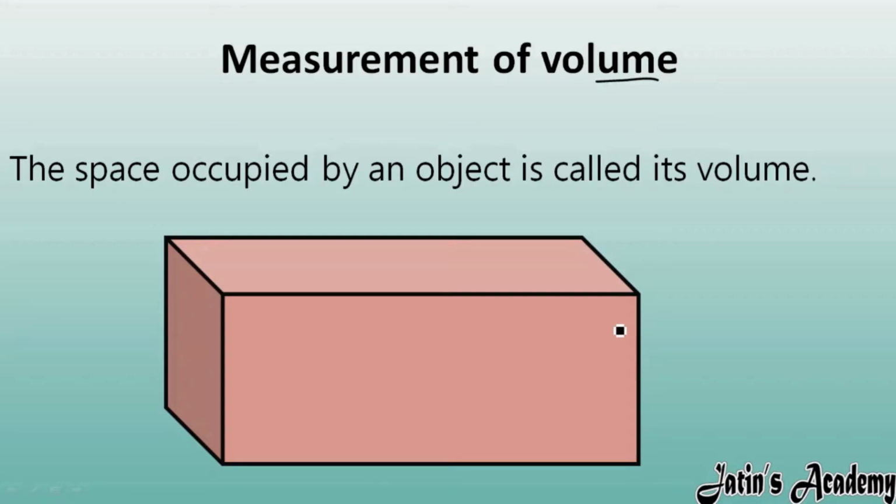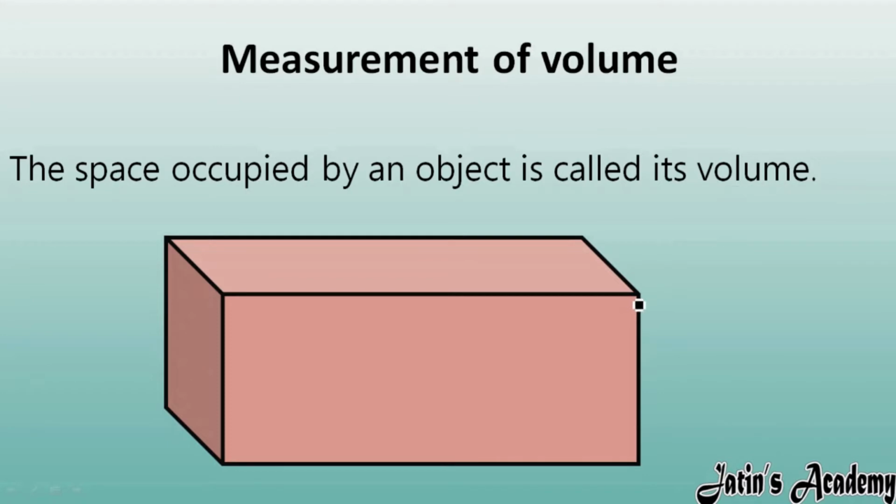We are going to start the measurement of volume. So first of all, we should know what is volume. Volume is the space occupied by an object. For example, this object I am having. So the space occupied means length, breadth and height. The three-dimensional space occupied by this object is nothing but its volume.